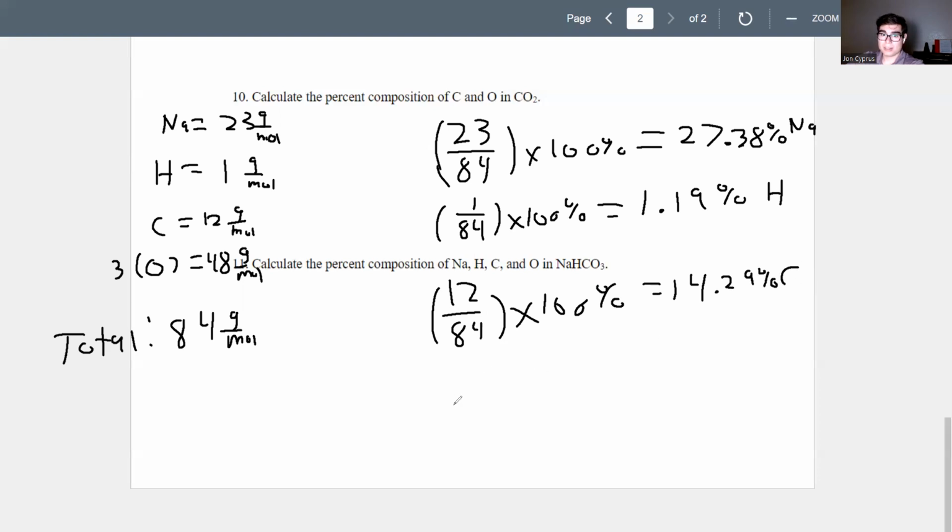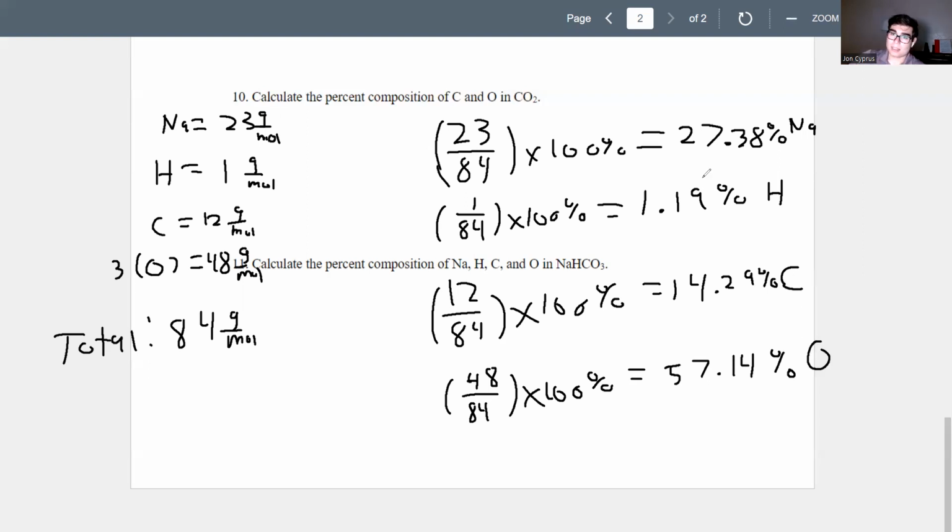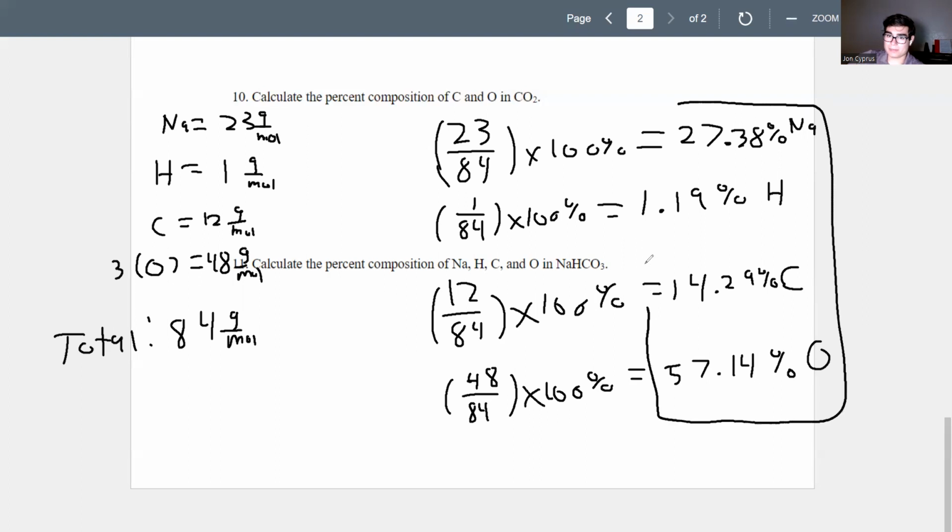And then lastly, we have oxygen, so 48 over 84 times 100%. And this is 57.14% oxygen. So that is your answers. And then that'll do it for this worksheet. I will see you in the next worksheet.